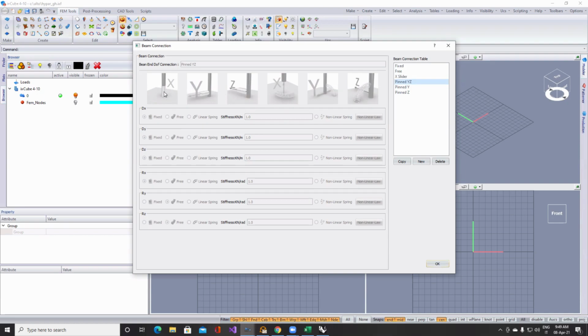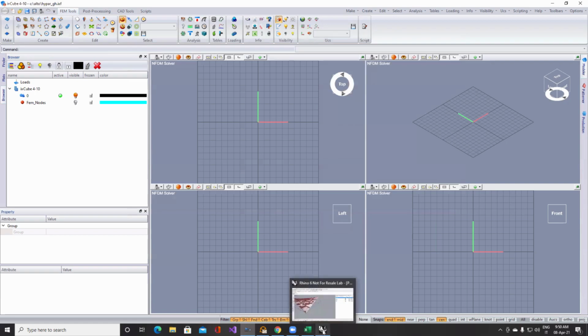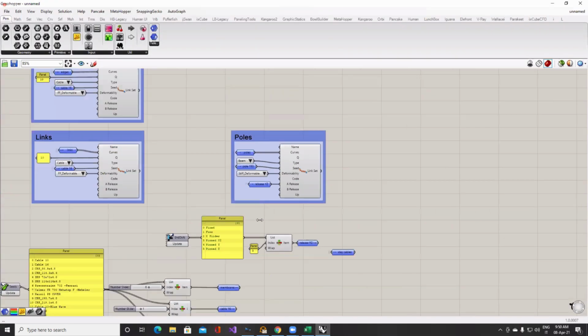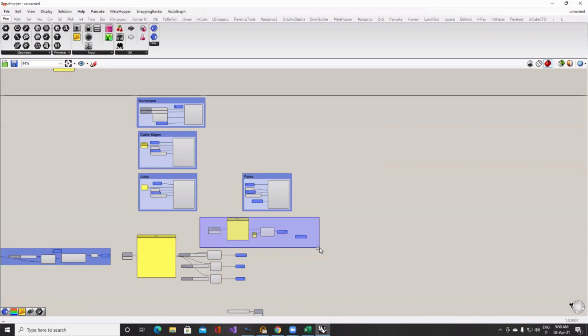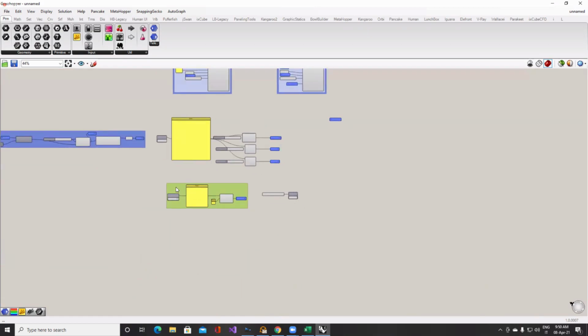What does that mean? X, it moves in the local X direction. Y, it moves on the lateral side. Z on the other lateral side. And then we have 3 rotations. Okay. Let's turn back to the Grasshopper. I will get this. I will group it and move it a little bit away.